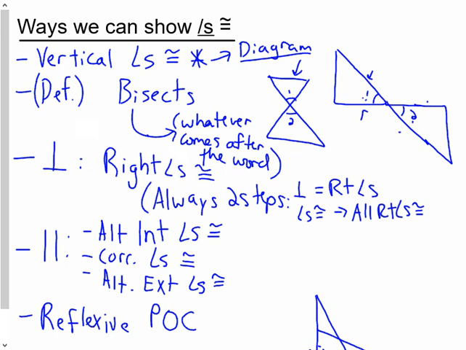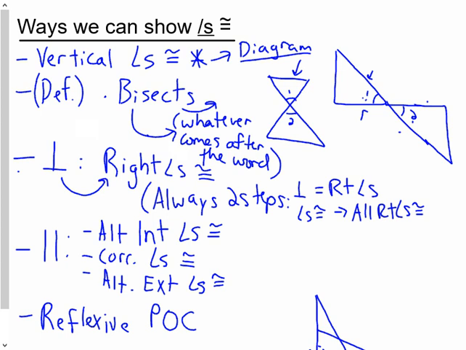Other options are, we have bisecting. And again, whatever comes after the word bisects is what's being cut in half. So it would be segment AB bisects angle ABC. That's how that would look. We also have right angles. We have perpendiculars, we have right angles. We learned that perpendicular gives us 4 right angles, so depending on what our triangle situation is, most of the time if they're perpendicular, we want right angles congruent.